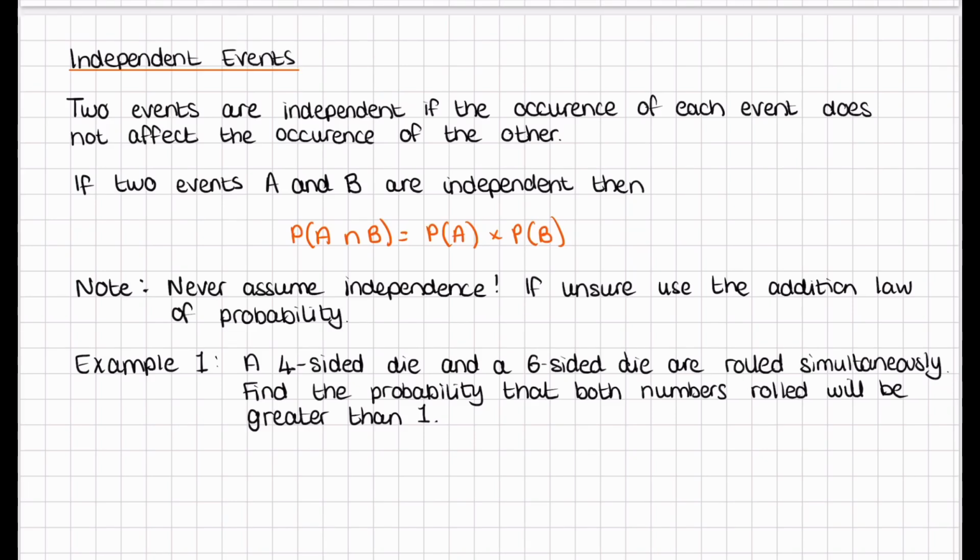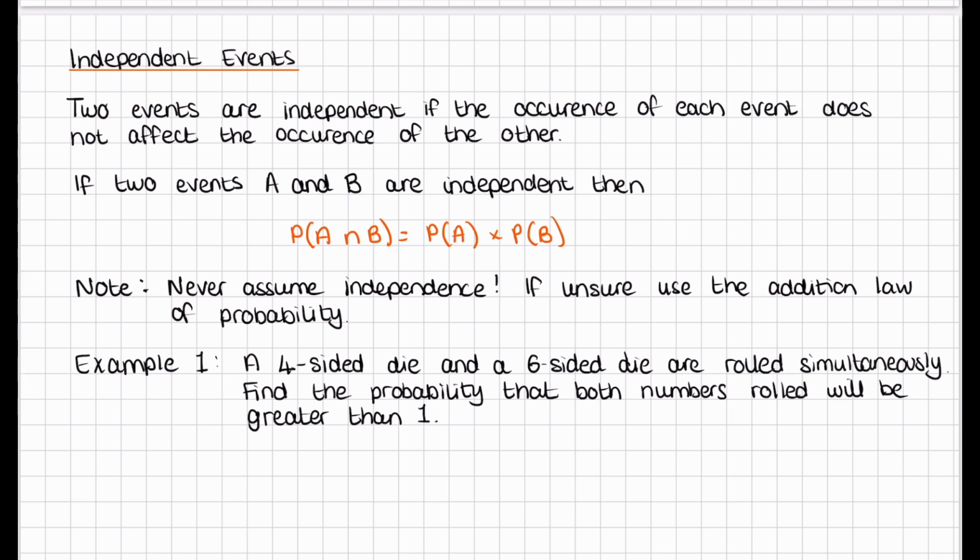This video is on independent and dependent events, so we're going to look at independent events first. Two events are independent if the occurrence of each event does not affect the occurrence of the other. Now, if two events are independent, then we can use this rule, that the probability of A and B is equal to the probability of A times the probability of B.